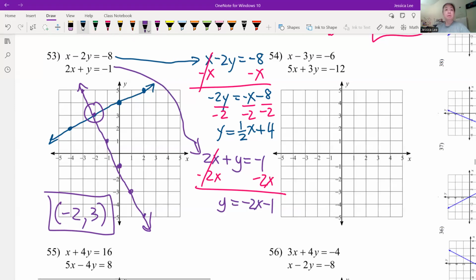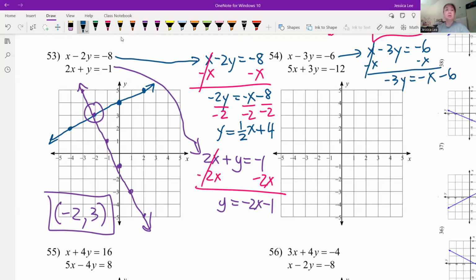All right, we'll start with the blue one first. So x minus 3y is equal to -6. I'm going to subtract x on both sides. This is what it looks like in one color. -3y is equal to -x minus 6. And then I'm going to divide everything by -3.